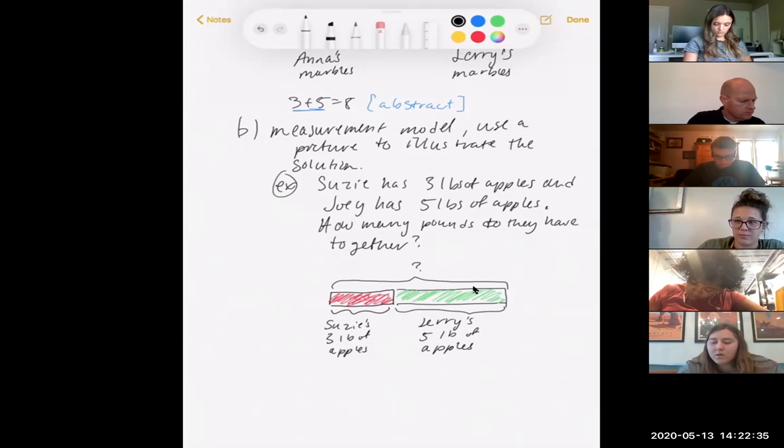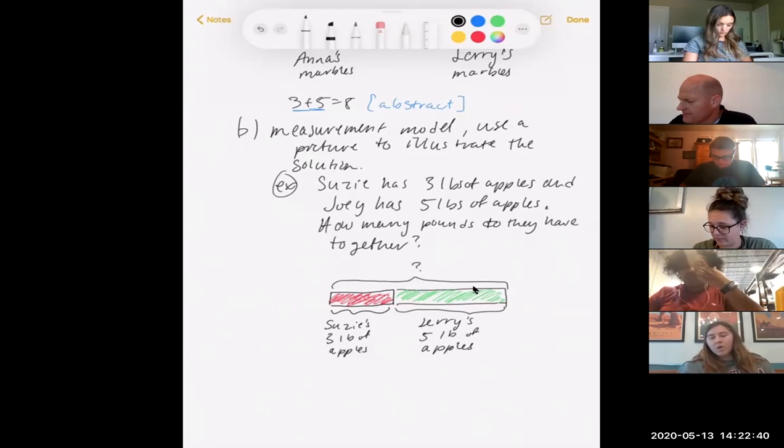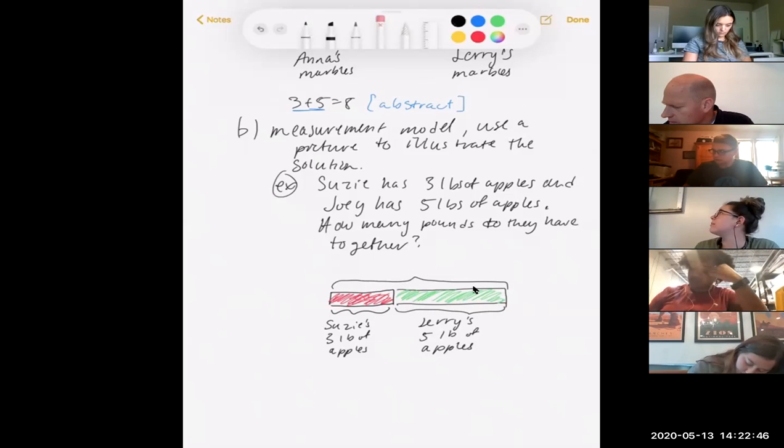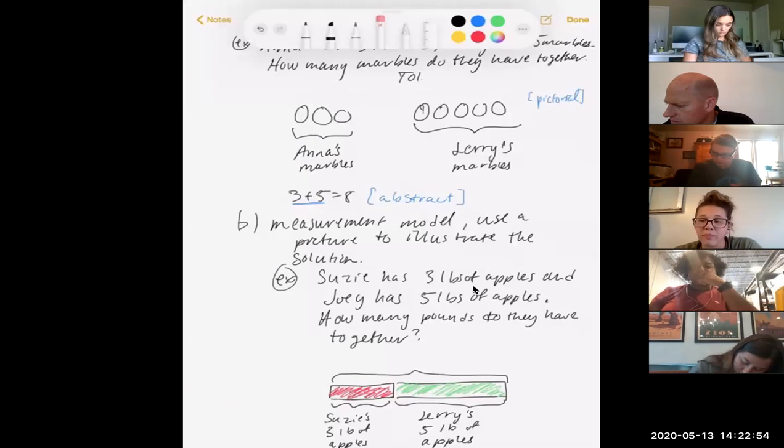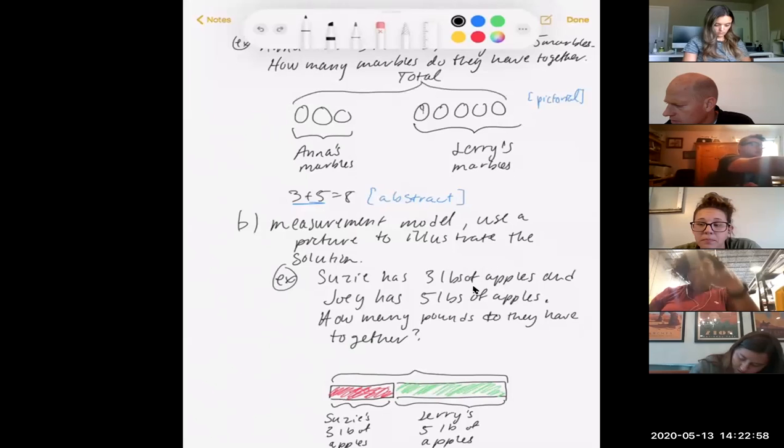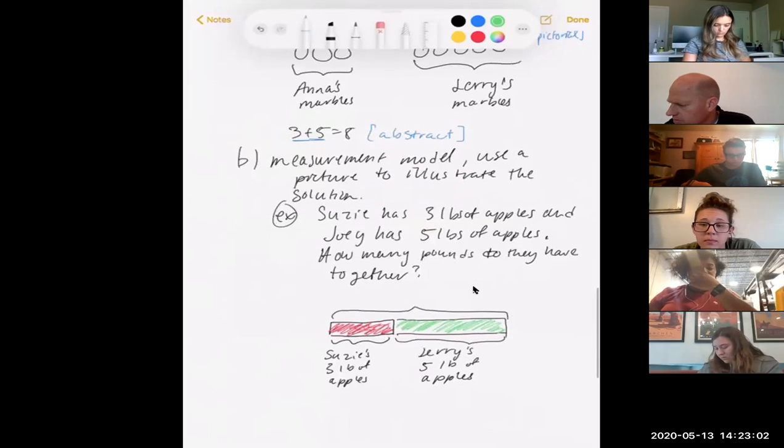That actually mirrors a lot of what we're going to do in part 3. All right, so there's my measurement model. I'm going to say, just like above, that here we have the total. Oops, that's my eraser. Okay, so here we have the total, and then right here is going to be the total.